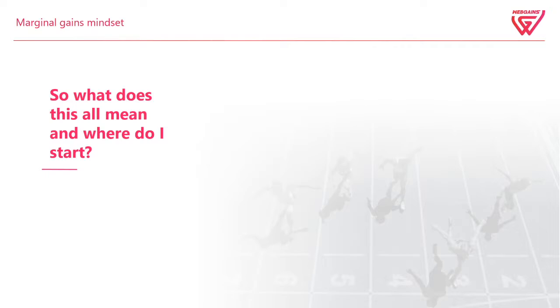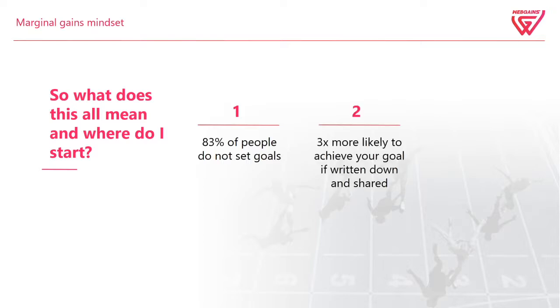Start by actually setting the goal itself and work out where you want to be in 6 or 12 months' time. Research shows that still 83% of us don't actually set the goals. So take this first step by starting here. Secondly, write your goal down and share it. You'll be 3 times more likely to achieve it. And thirdly, make it part of your everyday. The marginal gains approach means we shouldn't just think about the end goal, but the steps involved to get it there every day.